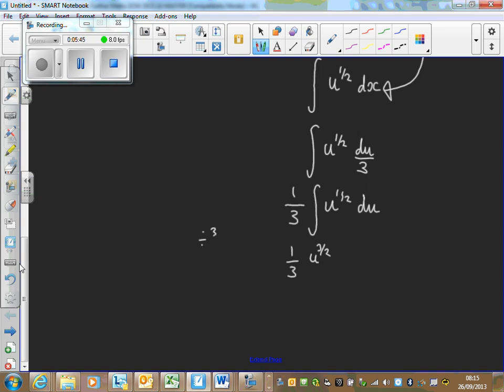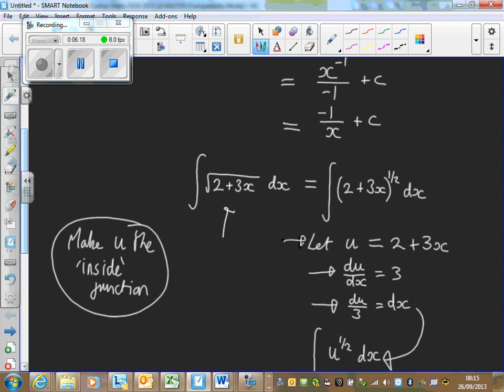And we have to divide by the new power. We have to divide by 3 over 2, which is exactly the equivalent to times by 2/3. So I'm going to times this by 2/3. Okay? And plus c. Now finally I'm going to simplify these fractions. We've got 3 times a 3, which is 9, 2 on the top. So we get 2 u to the 3 over 2 over 3 plus c.